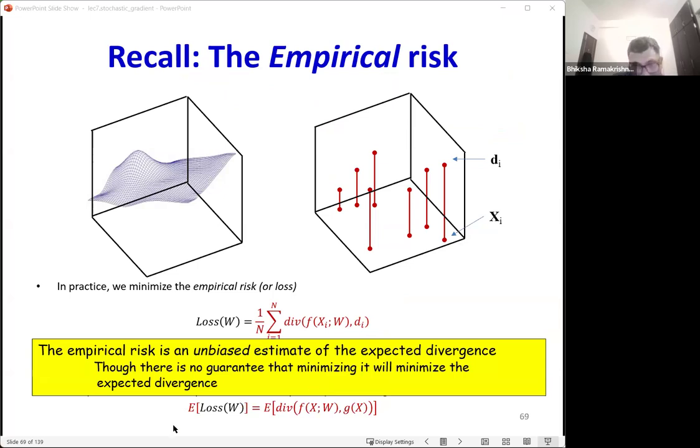This is why we believe that if I minimize this guy, I'm also going to be minimizing this guy. It doesn't matter how many training points you have. The expectation on the right is the same as the expectation on the left. So minimizing this guy, you can kind of hope that you're minimizing the actual objective function.